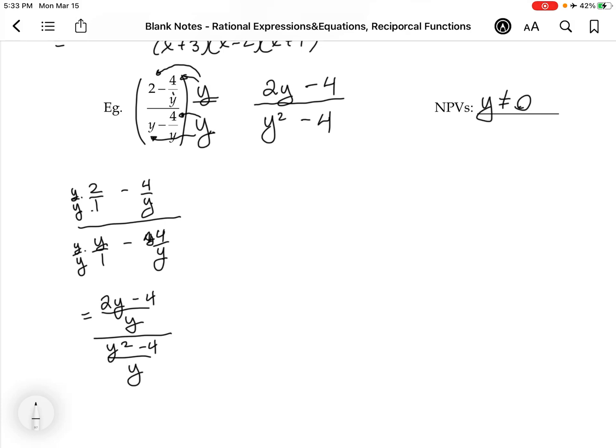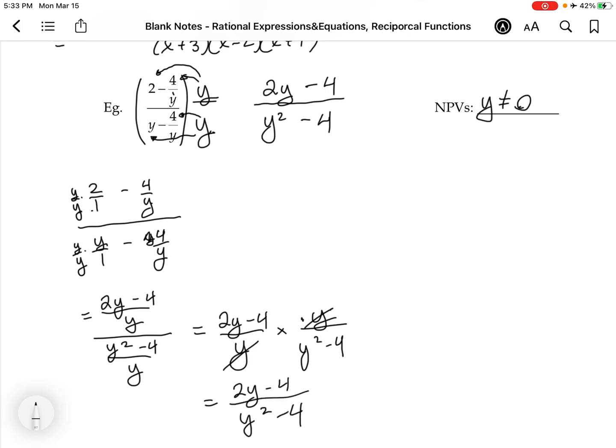Okay, now what this is, it's division of rational expressions. And we did that yesterday. So we know how to deal with that. This is 2y minus 4 over y, and then we multiply by the reciprocal of this y squared minus 4 over y, which is y over y squared minus 4. Okay, so these cancel as long as, again, you state this non-permissible. And so we end up in the same place of 2y minus 4 over y squared minus 4. Okay, so we still end up here.